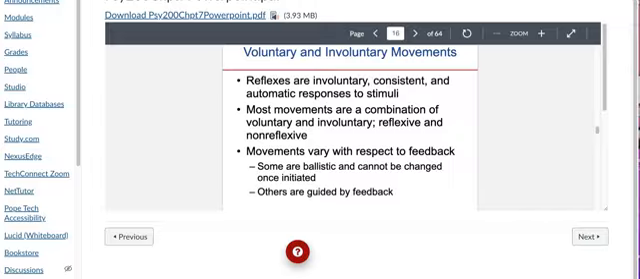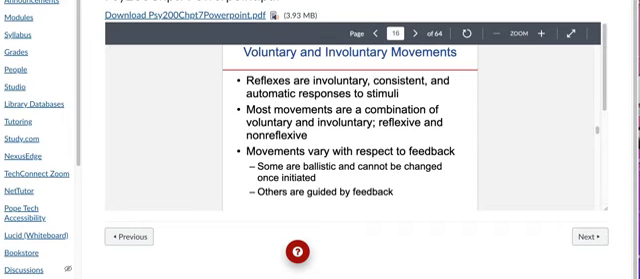Voluntary movements are those you consciously control. They require planning, initiation, and coordination across multiple brain regions. They're goal-directed. They involve the motor cortex. Planning involves the premotor cortex and supplementary motor area. And the basal ganglia select the appropriate motor program, while the cerebellum fine-tunes timing and coordination.